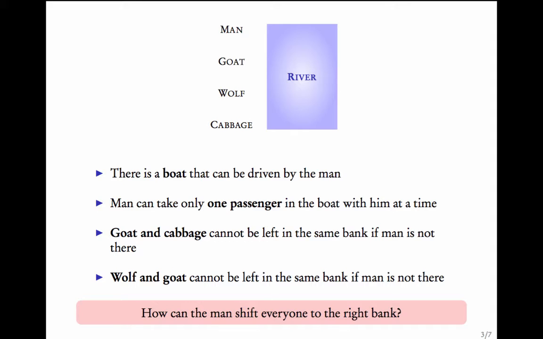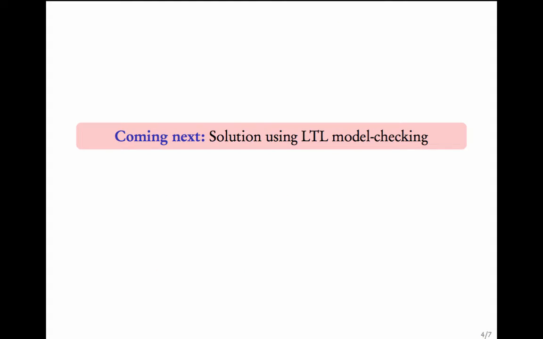Now, what we are going to do is to look at this as a transition system, and this question would be reduced to a reachability problem. In particular, we will give an LTL formula and check this LTL formula on the transition system and somehow derive the way in which the man can shift everyone to the right bank. So we will now see a solution using LTL model checking.